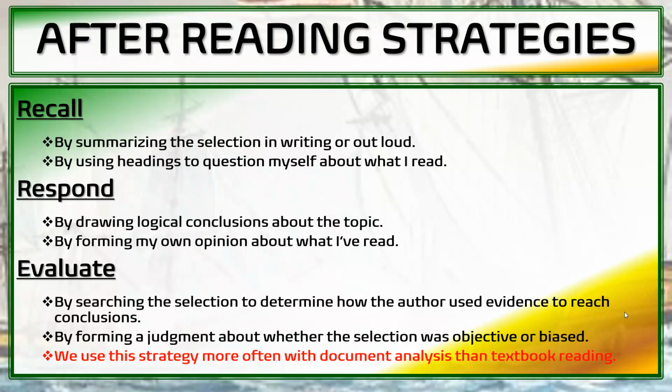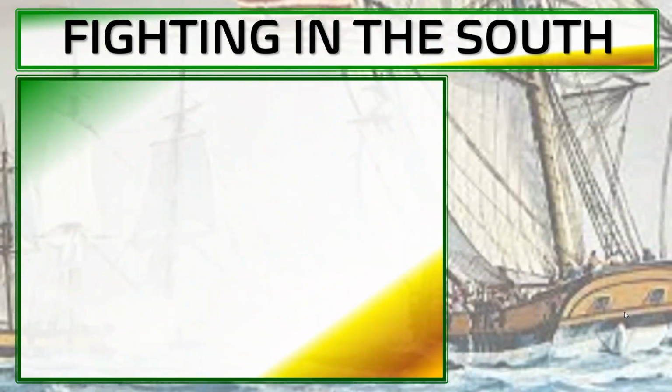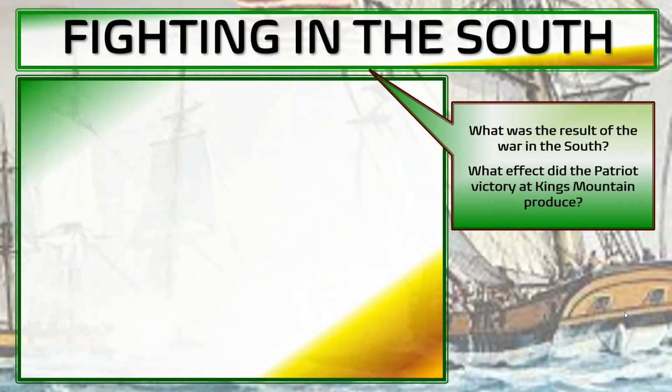Okay, we'll use after-reading strategies. Again, I'll quickly go through these. We'll do it in writing at the end. We'll respond to certain questions from the text and note any logical conclusions about the topic, form some opinions. And we'll evaluate. We'll use evidence to reach conclusions, form judgments. Again, this is often used with document analysis, but if we come to our own reflection at the end, if we come to our own inferences, or if we have our own insights when we evaluate, that's always a good thing. And into the reading we go: Fighting in the South.